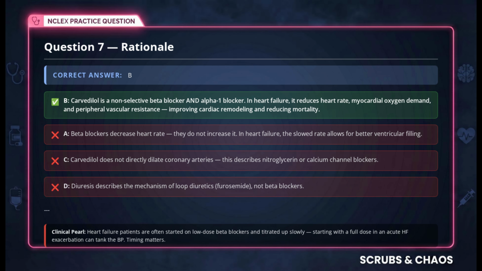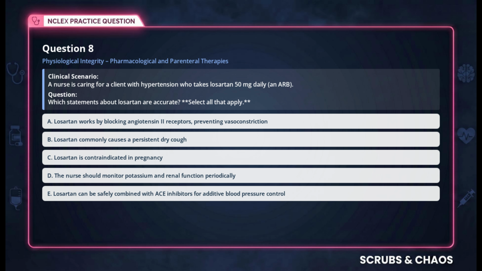B. Lock it in. A nurse is caring for a client with hypertension who takes losartan 50 milligrams daily, an ARB. Which statements about losartan are accurate? Select all that apply. A. Losartan works by blocking angiotensin II receptors, preventing vasoconstriction. B. Losartan commonly causes a persistent dry cough. C. Losartan is contraindicated in pregnancy. D. The nurse should monitor potassium and renal function periodically. E. Losartan can be safely combined with ACE inhibitors for additive blood pressure control.